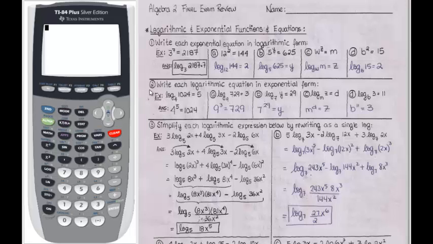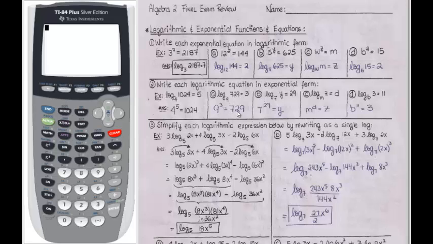Question number 2. Write each logarithmic equation in exponential form. Basically, I have here a logarithmic equation. Remember, this is your base, this is the answer, this is the exponent. So if I'm going to change this to exponential, I write the base, the exponent is the little number, equals the answer. So base, exponent, answer.